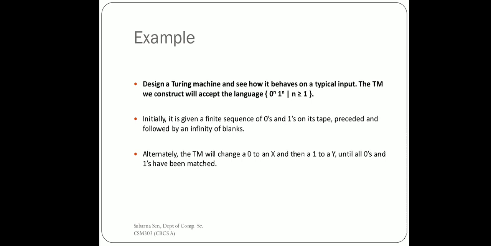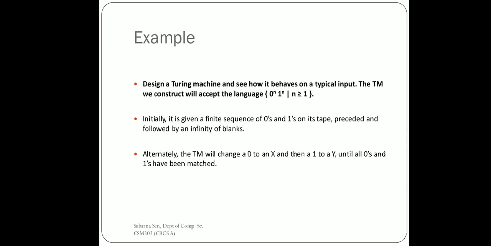And alternatively, what can be another approach which we are going to follow throughout this lecture? The TM will change 0 to an x and then 1 to a y until all zeros and ones have been matched. So this is an easy approach, since you can see the basic description of a Turing machine: whenever it is in one state and scanning one symbol, it will move to another state, change that position to another symbol, and move either left or right. So this is the fashion.